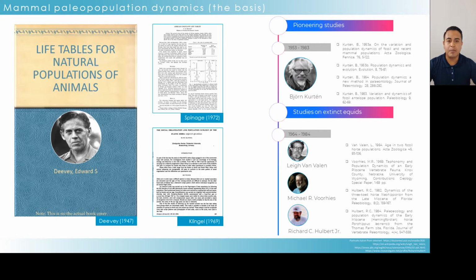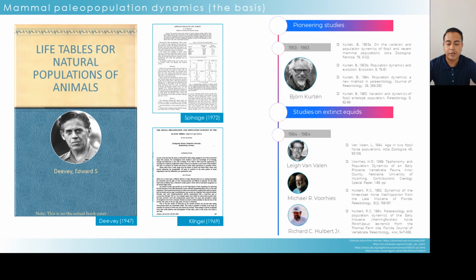Studies about paleopopulation dynamics of mammals appeared at the beginning of the second half of the last century. Björn Kurtén is considered pioneering in this research area. His work was based on the study of population ecology of Deevey 1947. Other studies, like Spinage 1972, provide the basis to build time-specific life tables from dead samples of populations of zebras and other ungulates.